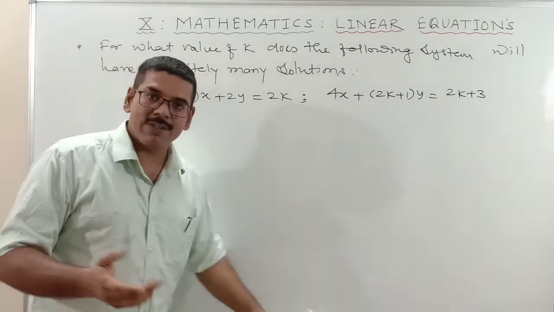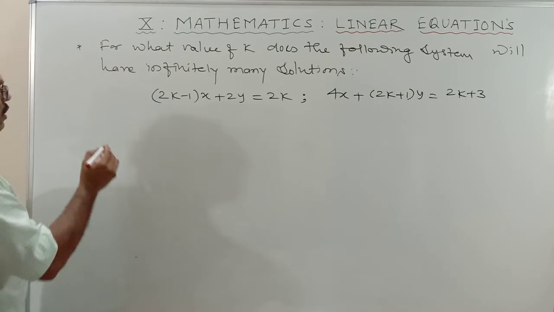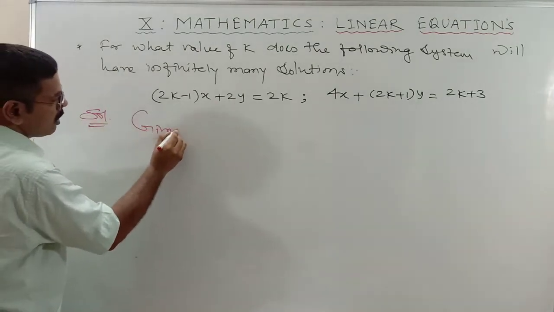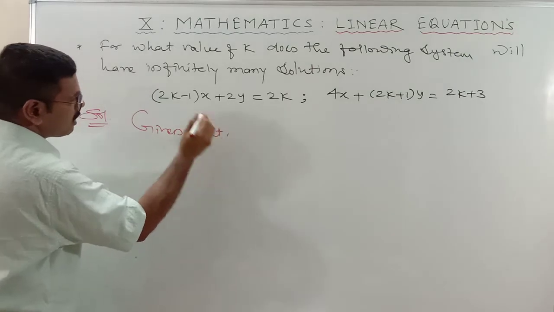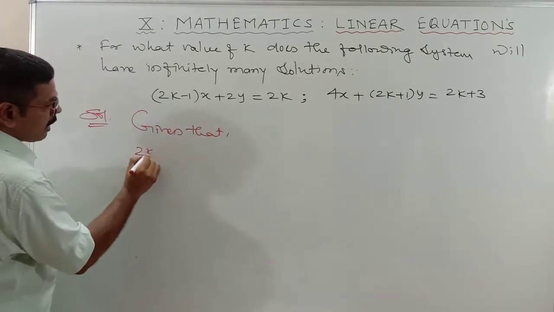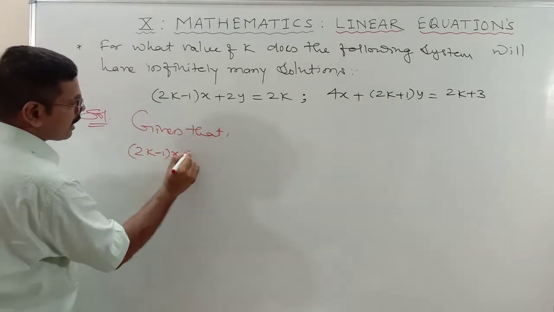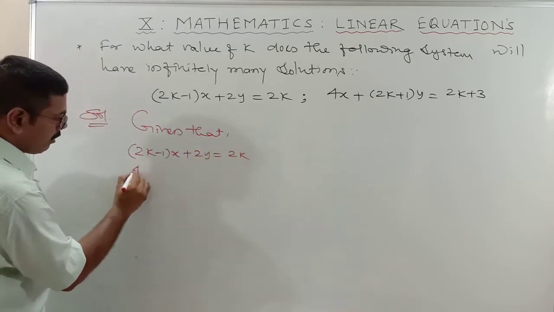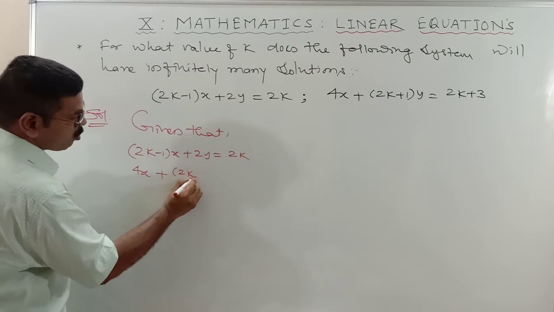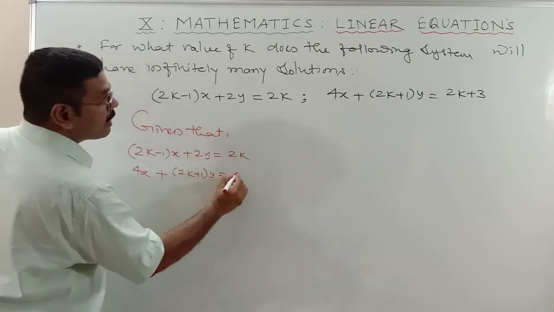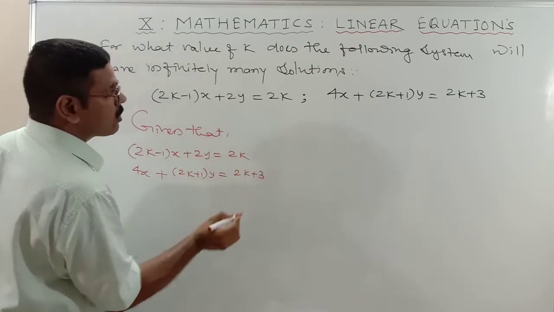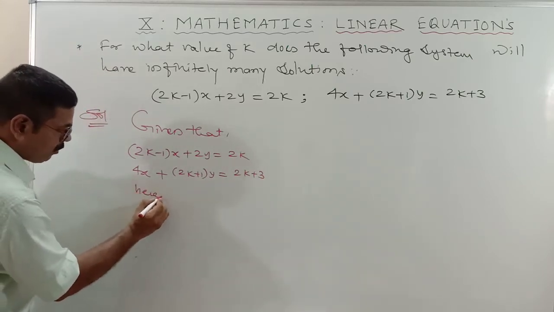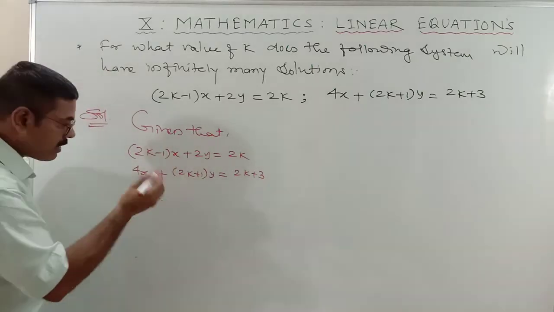Again we will solve with the same method. Let's start with the solution. Given that 2k minus 1 into x plus 2y is equal to 2k, and here 4x plus 2k plus 1 into y is equal to 2k plus 3. Is it clear? So here we'll just compare with the system.